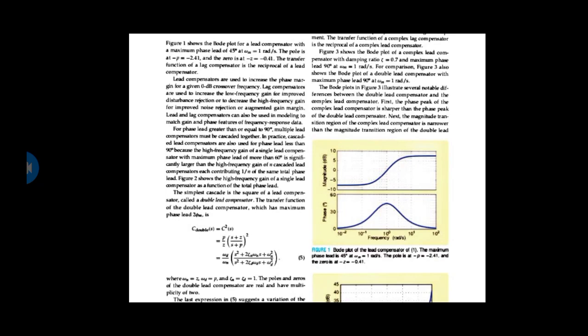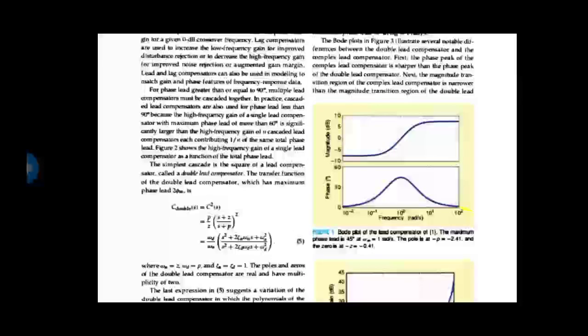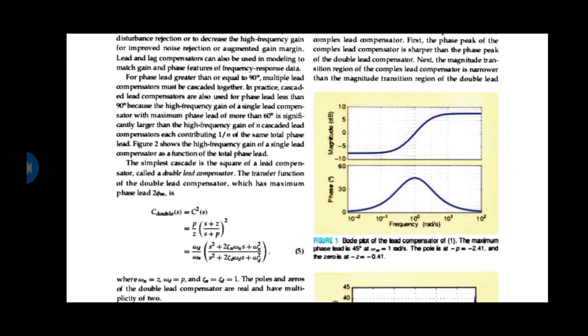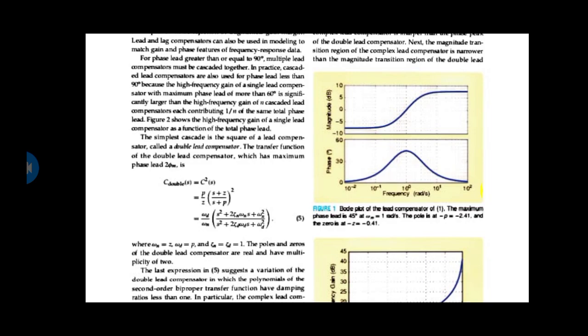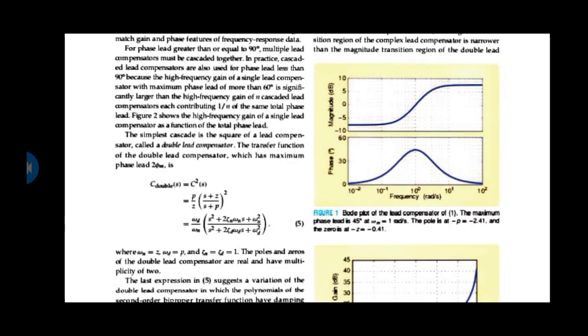The simplest case is the square of a lead compensator, called a double lead compensator. The transfer function of the double lead compensator, which has maximum phase lead phi m, is C double(s) equal to C squared(s) equal to p by z into ((s plus z) by (s plus p)) whole squared, equal to omega d by omega n into (s squared plus 2 zeta n omega n s plus omega n squared) by (s squared plus 2 zeta d omega d s plus omega d squared), equation 5, where omega n equals z, omega d equals p, and zeta n equals zeta d equal to 1.